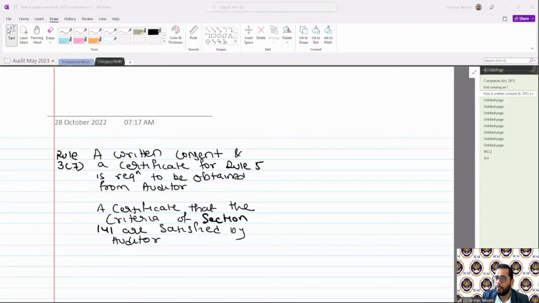Any doubts till now? So there is a question. Any prescribed form to be filed with the registrar? The form which is required to be filed with the registrar is ADT-1, within 15 days. That is required to be filed by the auditor. Any other questions?